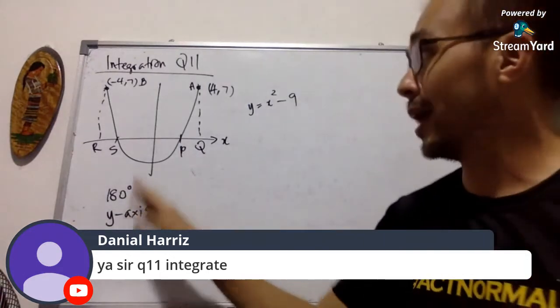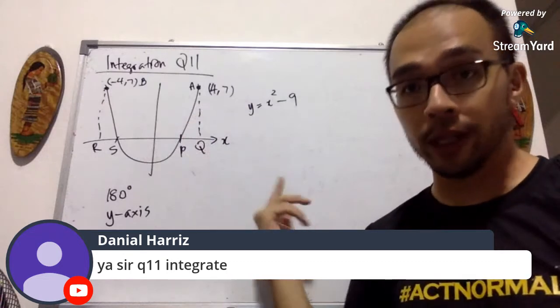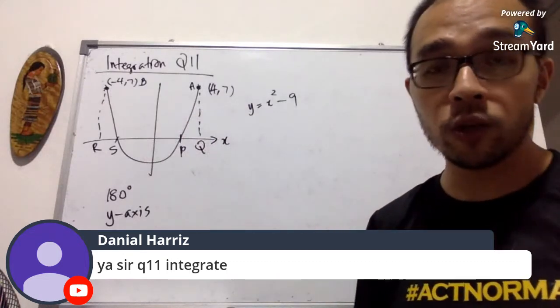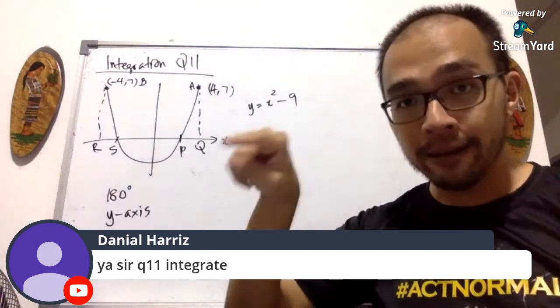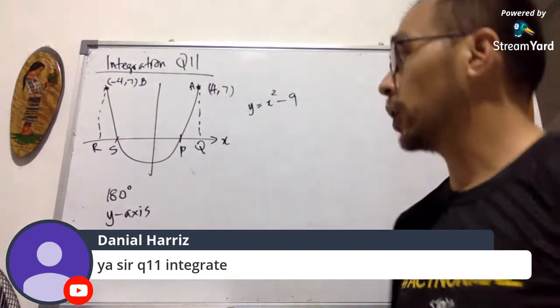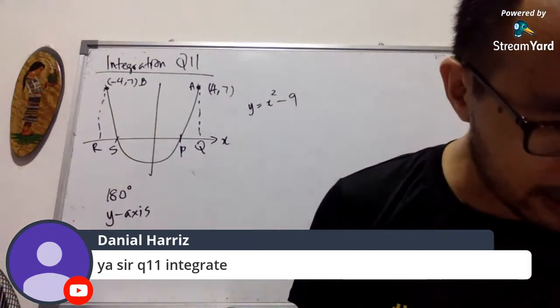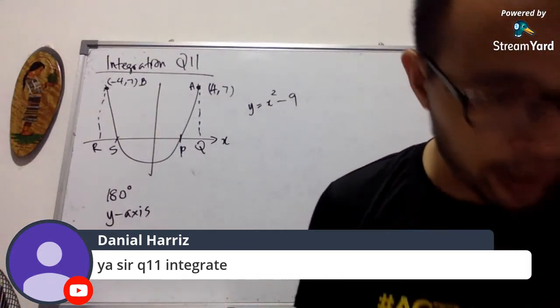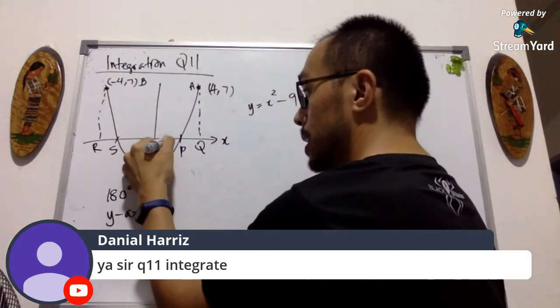Sorry, the rotational axis is the y-axis. So it's rotating this way. But which region is being rotated is the question that we need to see. So look at the boundary. There are two boundaries. It's bounded by the curve and the x-axis. The only region that is bounded by the whole curve and the x-axis, I presume, is this section, which is P.